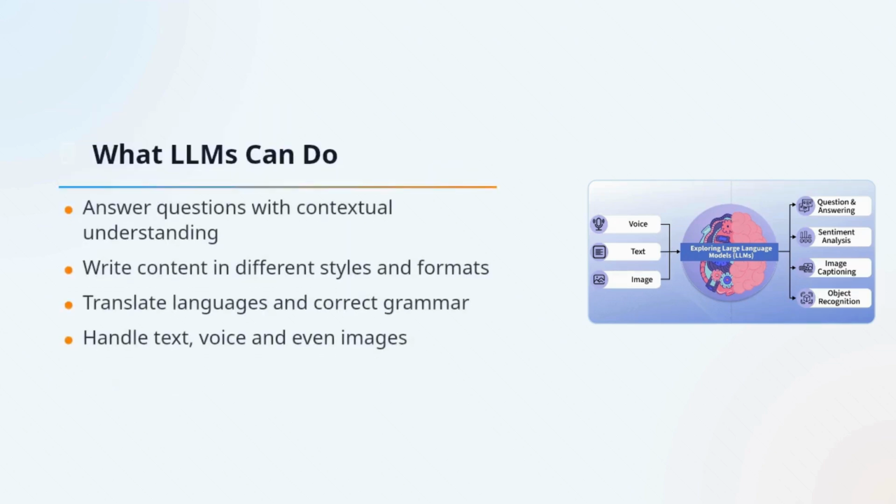LLMs are useful because they can do many language tasks from the same core training. They can answer questions, write emails or articles, translate between languages, and improve grammar. Some modern models are also multimodal, which means they can work with text, images, and sometimes voice. That is why they feel much more flexible than older AI systems.